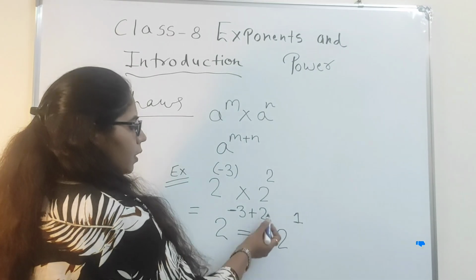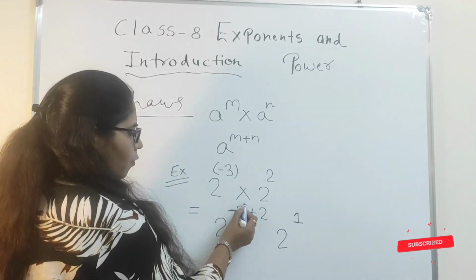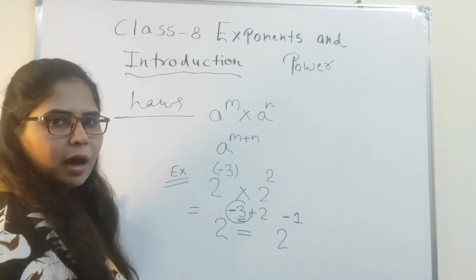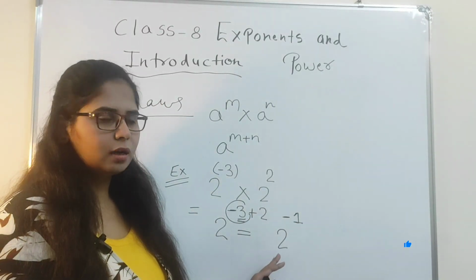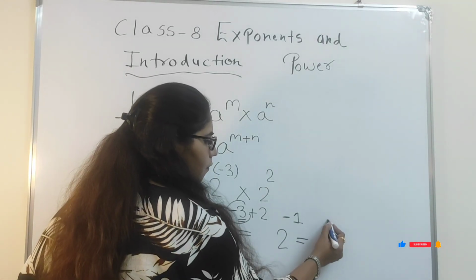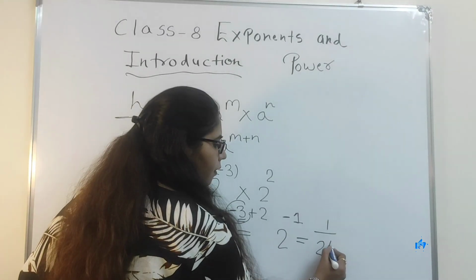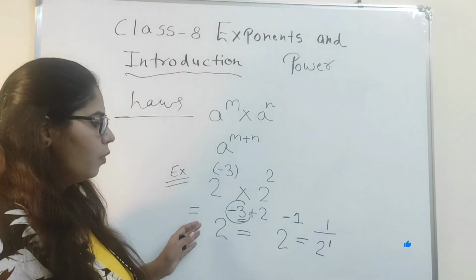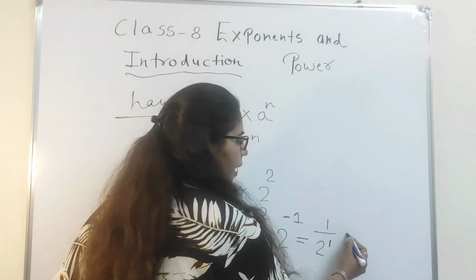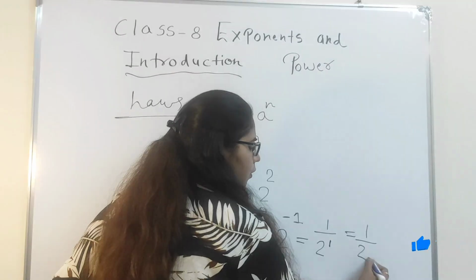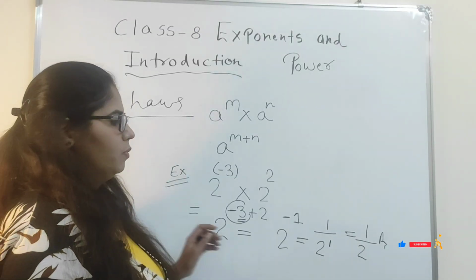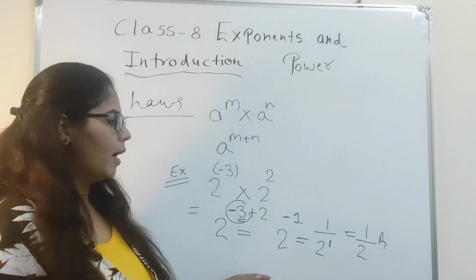And which sign will it be? Which number is bigger here? 3 is bigger. And what is the sign of 3? Negative. So here it will become 2 to the power minus 1. This is not a complete answer. How do we have to solve it? We have to solve 1 upon 2 to the power 1, as we just learned how to deal with negative powers. So 1 upon 2 to the power 1 is 1 upon 2, because 2 to the power 1 means 2 is multiplied only one time. So 1 upon 2 is the final answer.